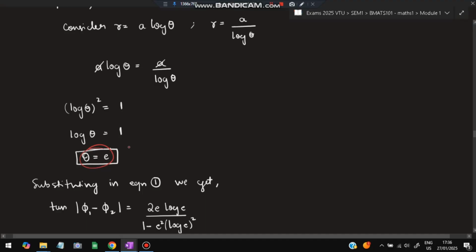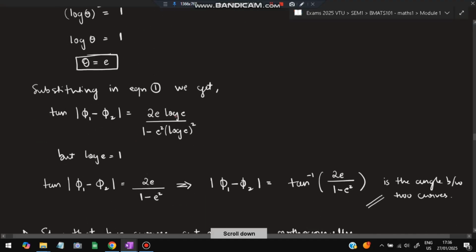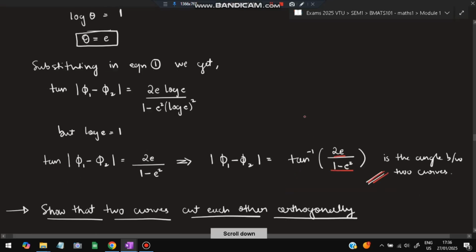Now we'll substitute wherever we find θ as e, and log e is equal to 1. The logarithmic value of e is 1. Wherever log e is present, we'll put it as 1. So the angle between the two curves φ1 and φ2 will be tan inverse of 2e by 1 minus e square. This is the final answer we will be writing. That is the angle between two curves. For all the questions, you need to follow these three steps.